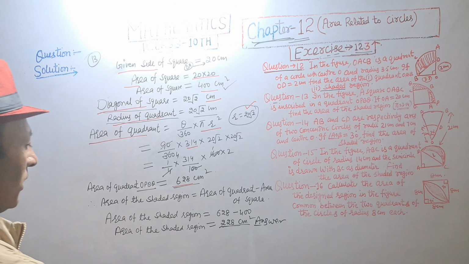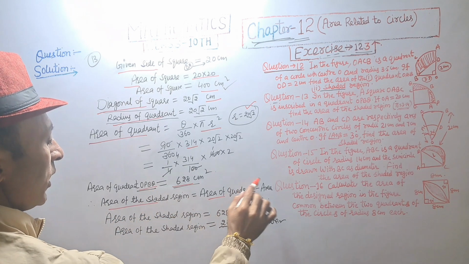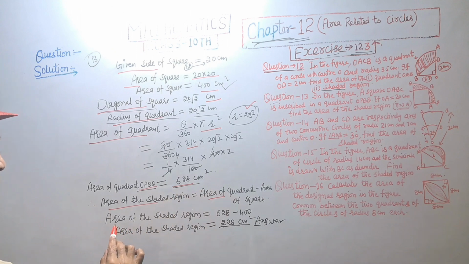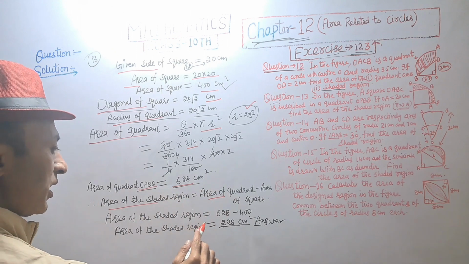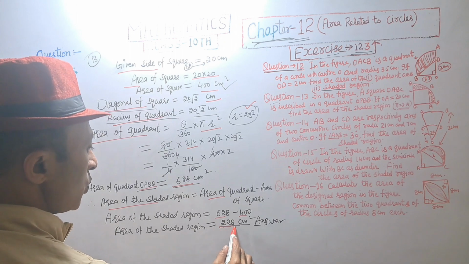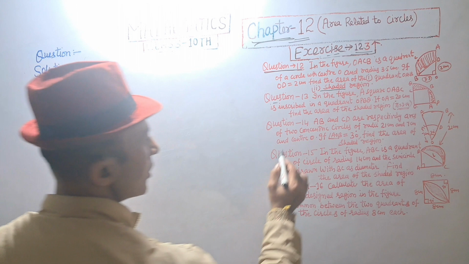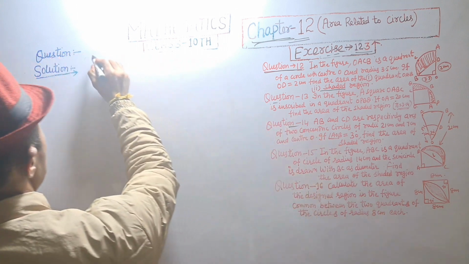Area of quadrant OPBQ. Area of shaded region equal to area of quadrant minus area of square. Area of the shaded region equal to 628 minus 400, that is equal to 228 centimeter square. Answer.